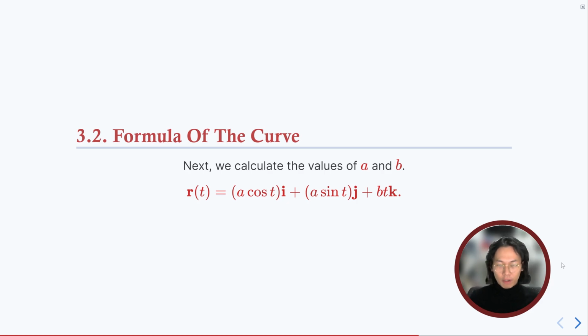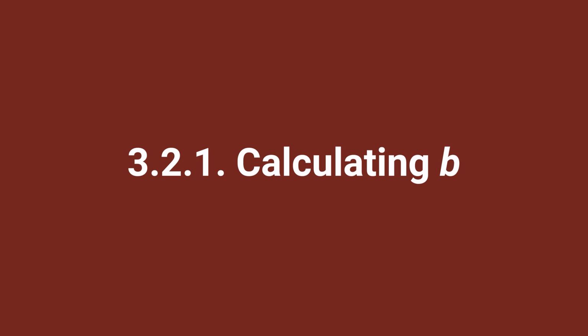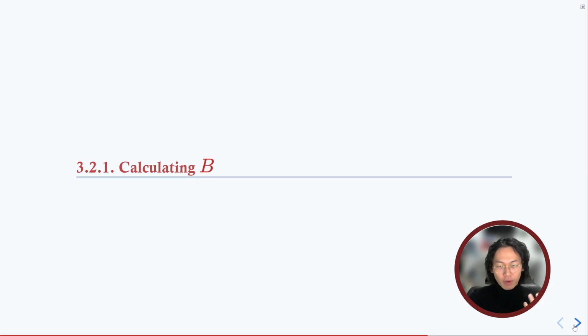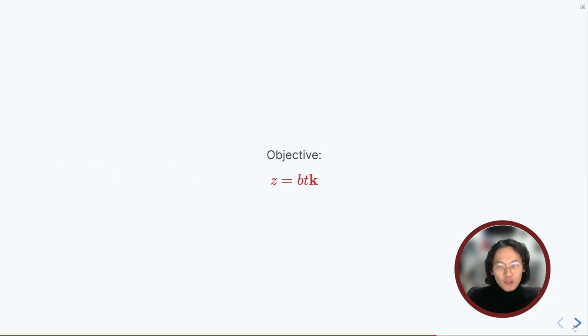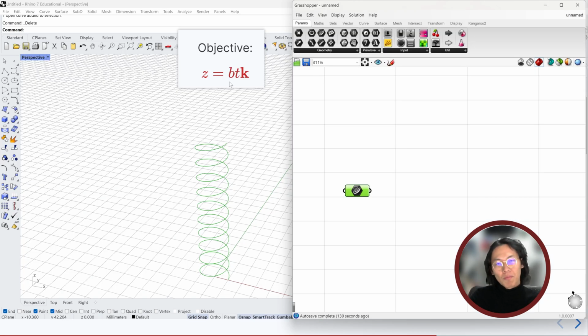Next, we will calculate the value of A and B using this equation here. First, we will calculate the B value. The objective is to figure out the B. We have to plug Z and T here to get B. What would be an appropriate Z value of the curve and the T value of the helix function?